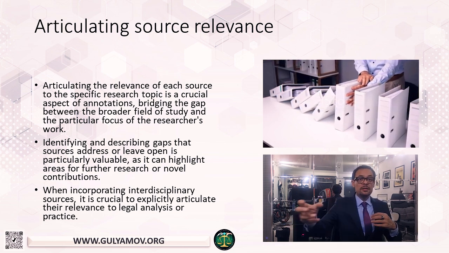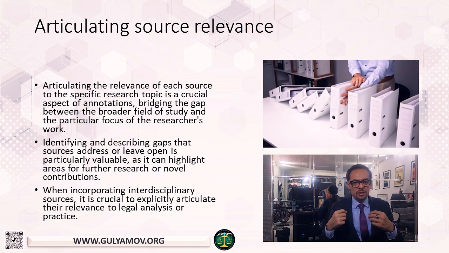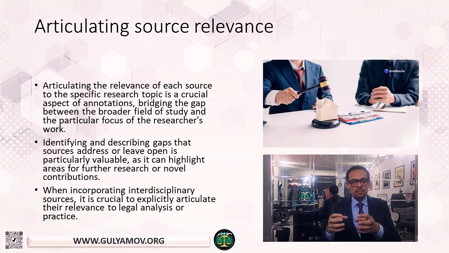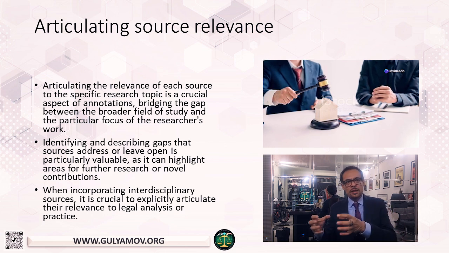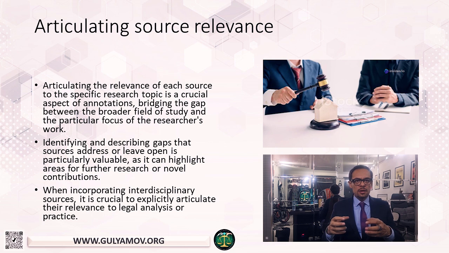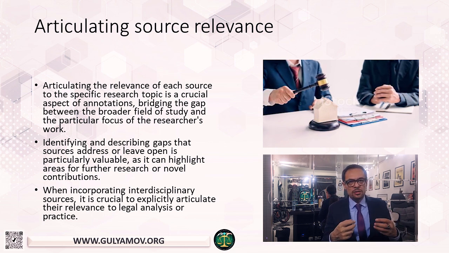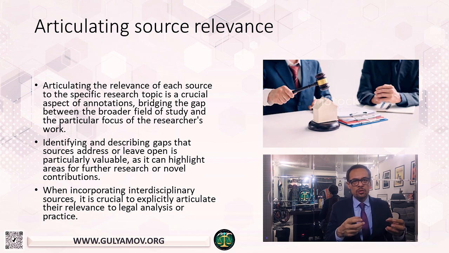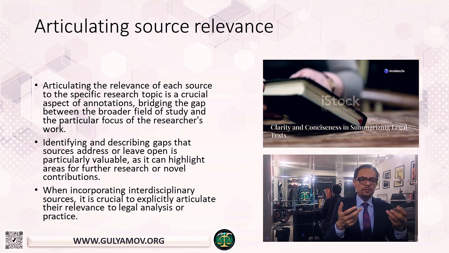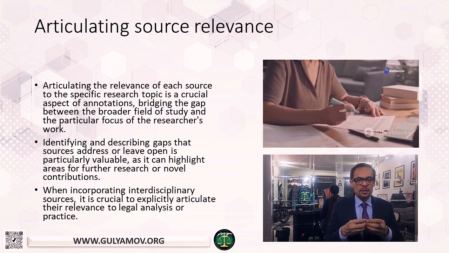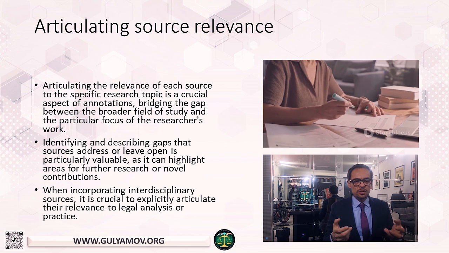For instance, in a bibliography on digital privacy law, an annotation might explain how a particular article's analysis of data protection regulations informs the researcher's investigation of cross-border data transfers. Identifying and describing gaps that sources address or leave open is particularly valuable, as it can highlight areas for further research or novel contributions. Researchers should strive to draw connections between sources, noting how they complement, contradict, or build upon each other. For historical or foundational texts, the relevance discussion might focus on how the source has shaped current understanding of legal concepts or doctrines.